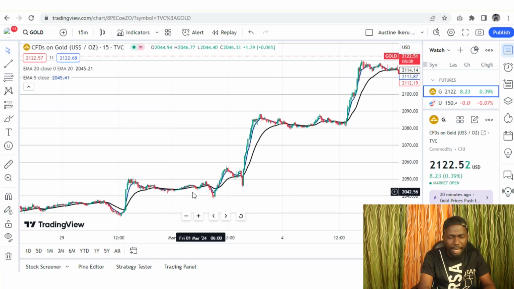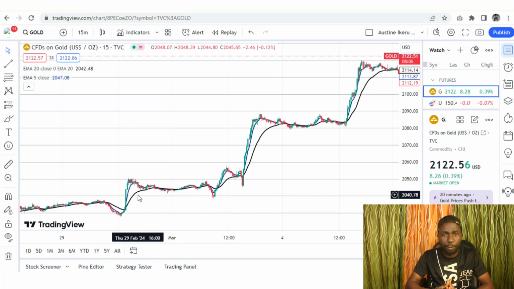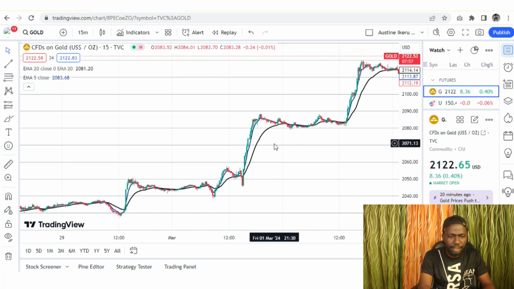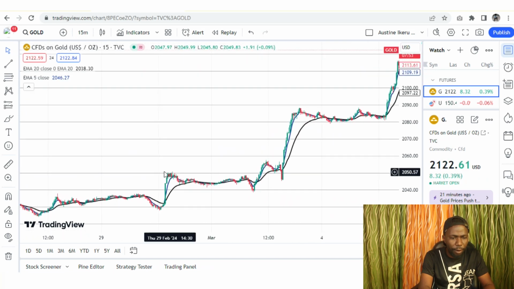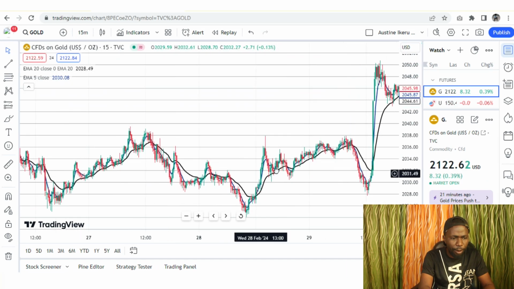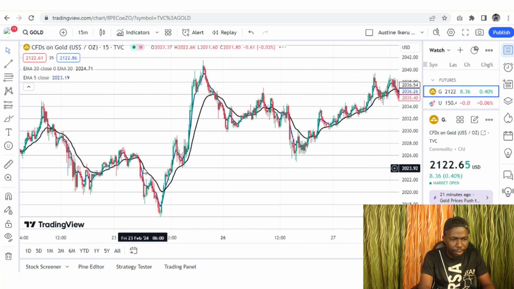With this strategy, I was able to grow my account from $1,000 to $10,000 because I was only trading in the direction of the trend. For the fact that I've plotted my two moving averages, which are the 20 and the 5, I was waiting for a crossover and a pullback. If you watch, see that the trend has been going on for so long.